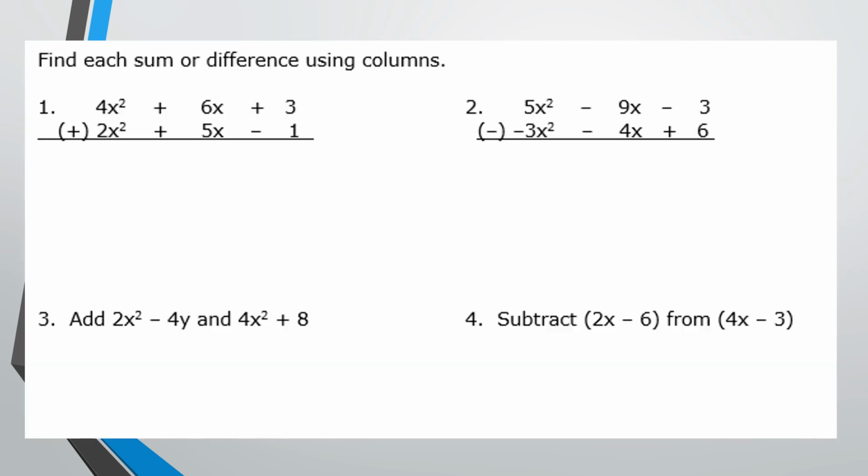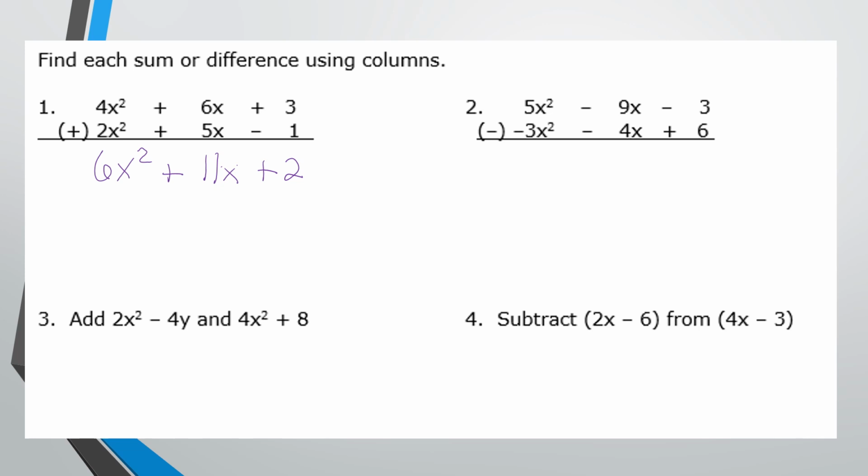So find the sum or difference using columns. So the first one's easy, it's just adding. We add up our x squareds. Notice they have it all lined up for us, so all the like terms are together. The x squareds are together, the x's are together, the numbers are together. So 4x squared and 2x squared is 6x squared. 6x and 5x would be 11x. 3 minus 1 would be 2.